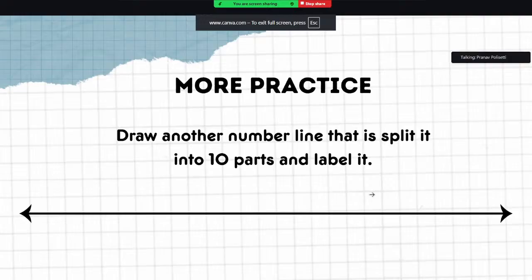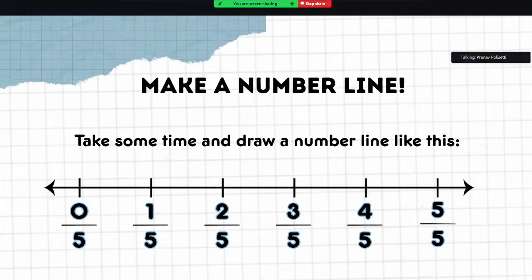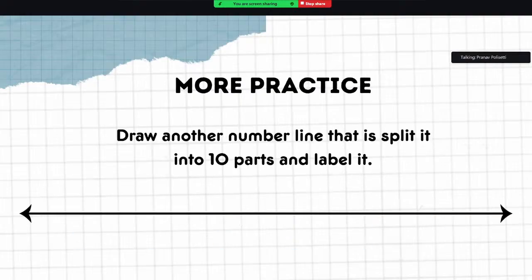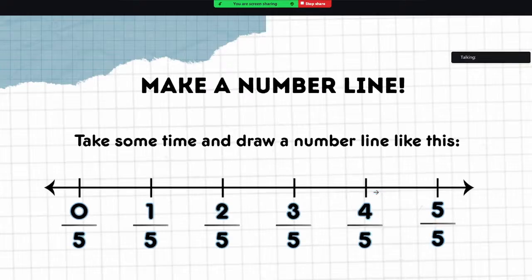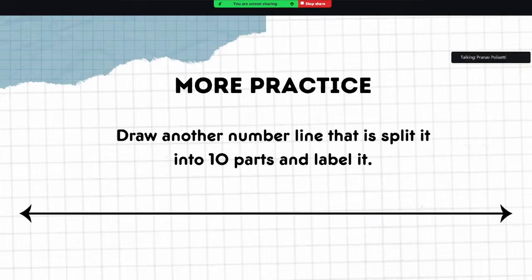Okay, let's do some more practice because this is very important. Draw another number line and split it into 10 total parts. And then label it like this one. I know this is a little bit of a step from the last question.